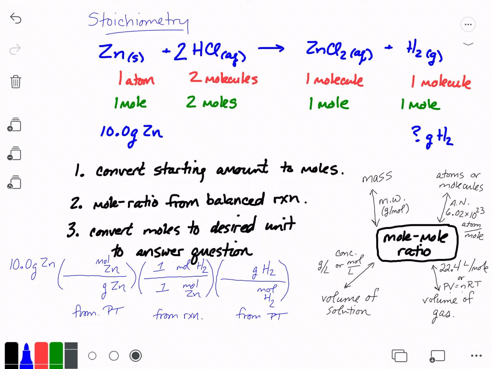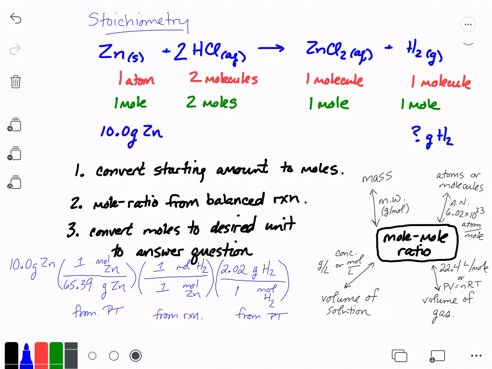When I look at the table, zinc, every 1 mole, 65.39 grams. My mole ratio I've already filled in, 1 to 1. And hydrogen, every 1 mole is 2.02 grams. Don't forget that because the molecule is actually H2, we need to have that 2.02, not just the 1.01 from the periodic table, because I have 2 hydrogens represented in every molecule.